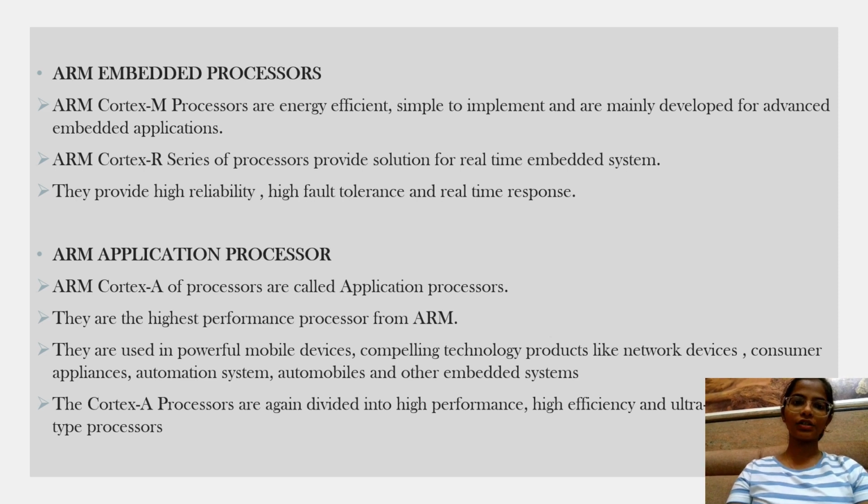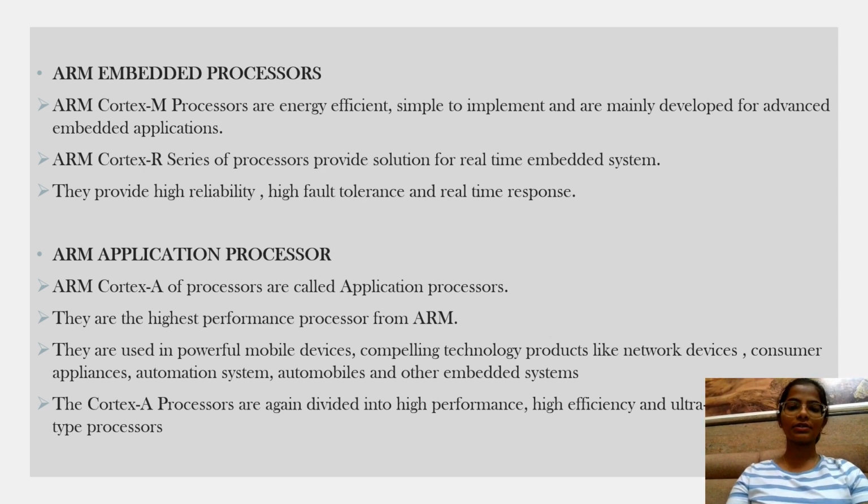ARM Cortex-R is a series of processors that provide solutions for real-time embedded systems. They provide high reliability, high fault tolerance and real-time response. Whereas we can also know about ARM application processors, the ARM Cortex-A processors are called application processors. They are the highest performance processors from ARM. They are used in powerful mobile devices and compelling technology products like network devices, consumer applications, automation systems, automobiles, and other embedded systems. The Cortex-A processors are again divided into high performance, high efficiency, and ultra-efficiency types.